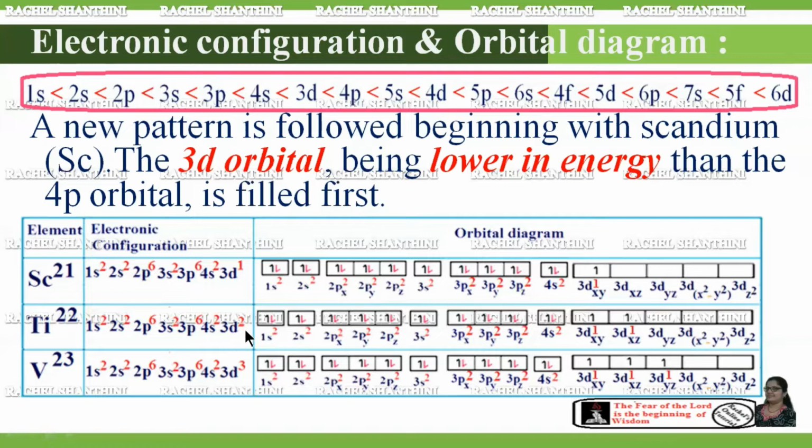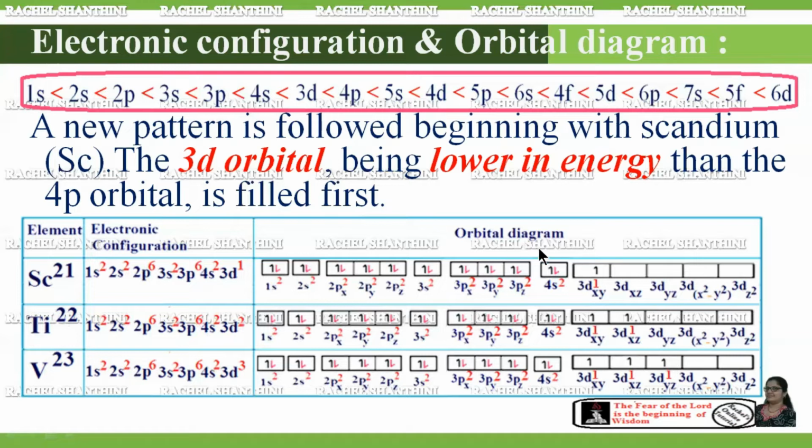Why have we written 3d2? Because 2 plus 2 plus 6, 10, plus 2, 12, plus 6, 18, plus 2, 20. Up to 4s, we have completed 20 electrons. Totally, we have 22. So 22 minus 20, the remaining 2 electrons will be there. Those 2 electrons will occupy 3d orbitals.